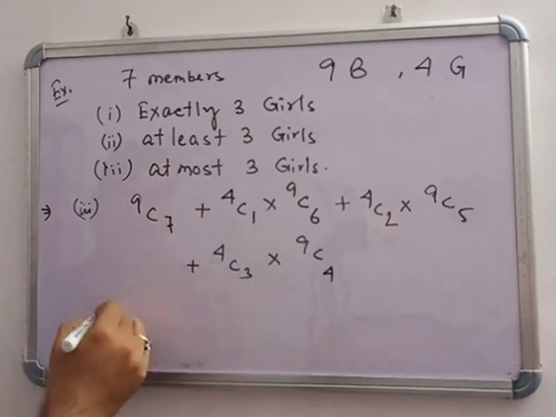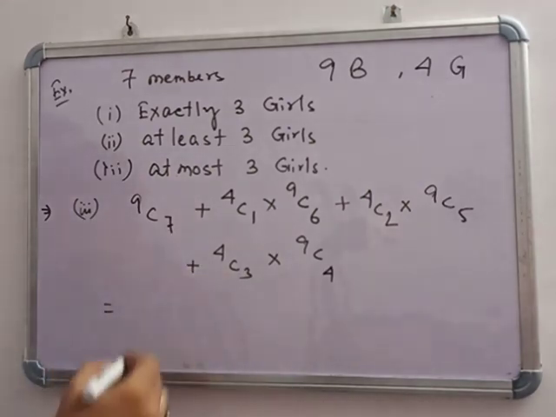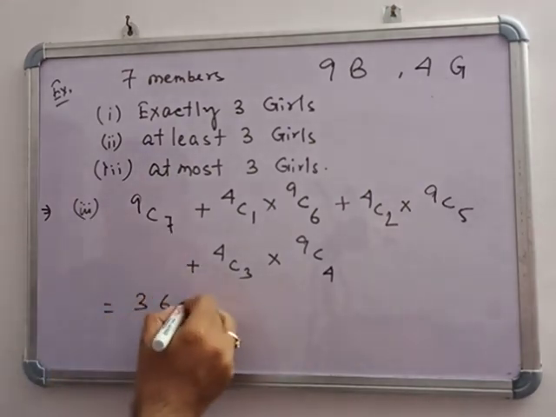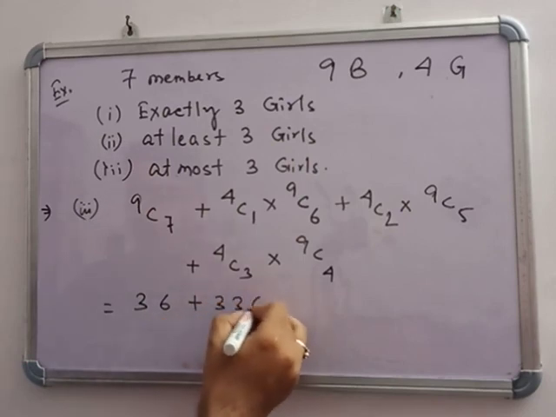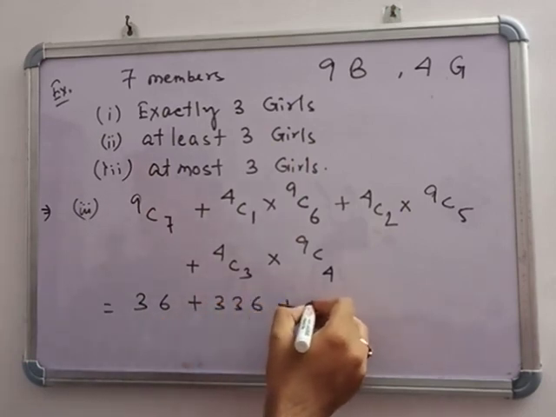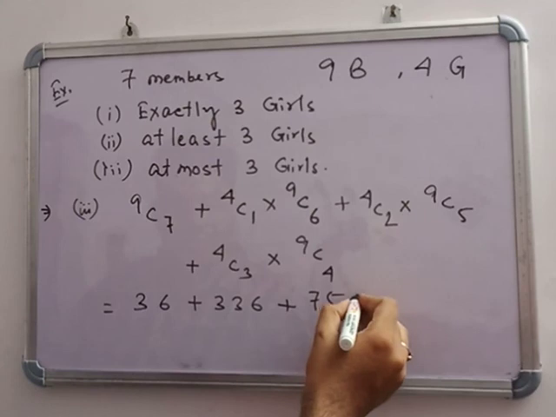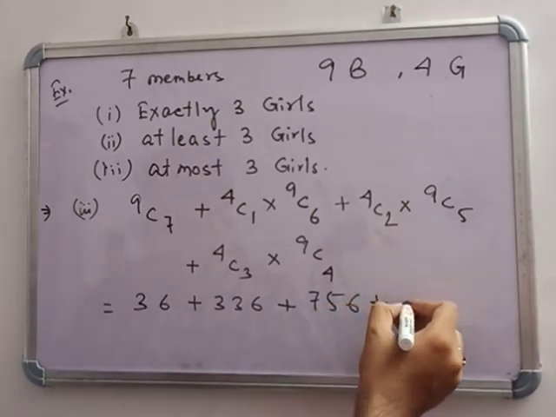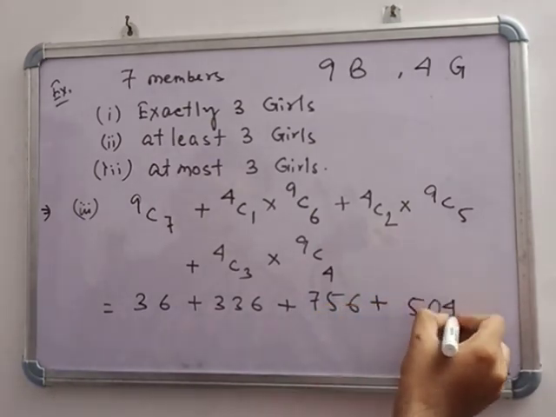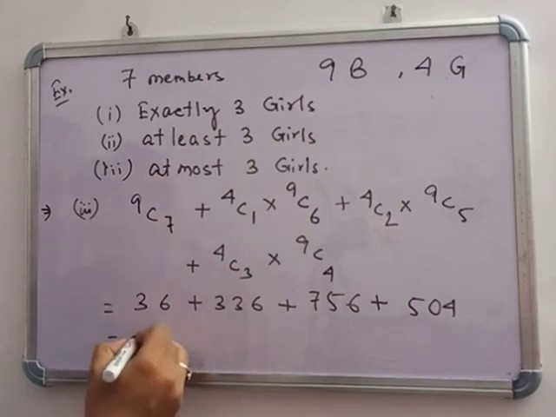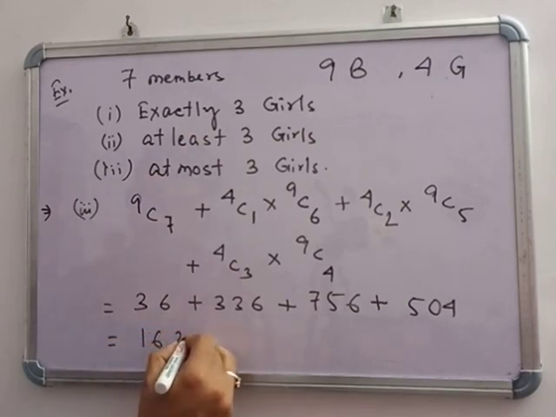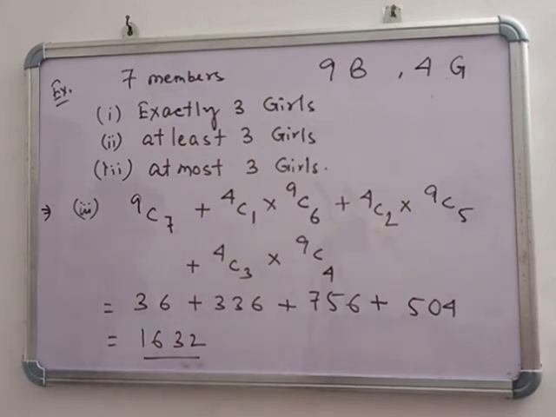So now, if we calculate, we get 36, 336, 756 plus 504. So that means the value is 1632. Okay, so 1632 is the answer.